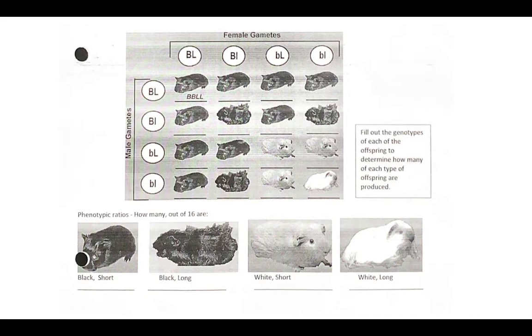So I want you to pause this and finish out this chart. So do the cross and bring the gametes together. So for this offspring right here, you're going to bring this egg and this sperm together. Okay, so what would go right here? Big B, big L, little l would go right here on that line. So pause the video, finish out this chart, and then I want you to count.